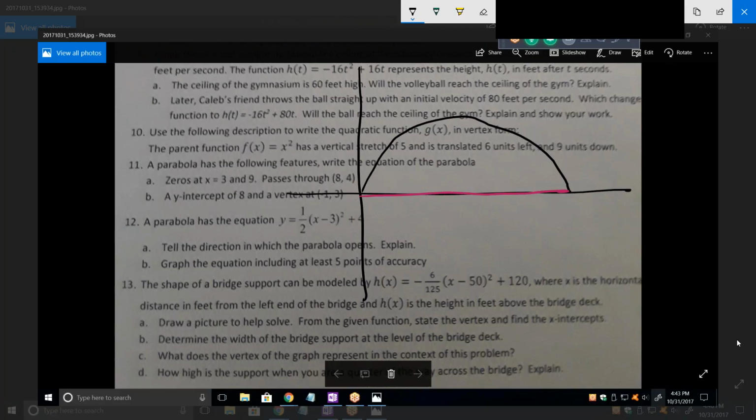Now, draw a picture to help solve. From the given function, state the vertex and find the x-intercepts. Well, the vertex is pretty easy. What's the vertex? 50, 120. And what that means is that that's 50, and that's 120.